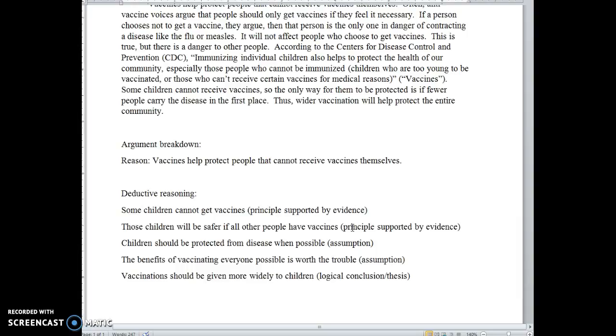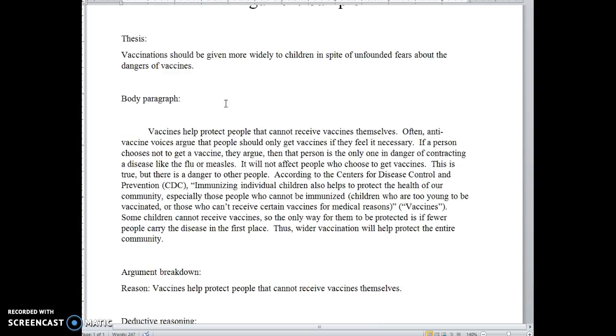But if all of these things are true, then I get to my logical conclusion, which also happens to be related to my thesis, that vaccination should be given more widely to children. Okay? So all of this proves that vaccines help protect people that cannot receive vaccines themselves. And because of all this, that also means that vaccines should be given, as was stated in my thesis.